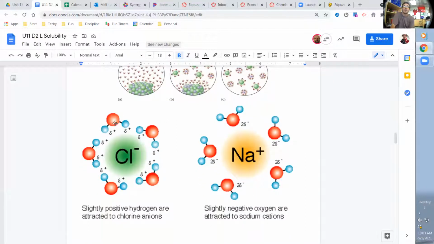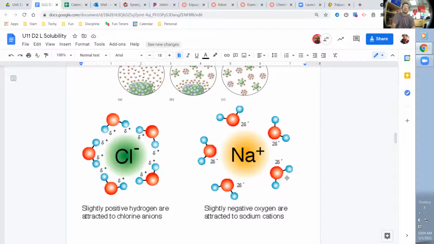These are water molecules surrounding the chloride ion, and the positive side of the polar water molecule is attracted to the negative chloride ion, while the negative side of the polar water molecule is attracted to the positive sodium ion. So you can read below that slightly positive hydrogens are attracted to the chlorine anions, slightly negative oxygens are attracted to the sodium cations. Anions means negative ions, and cations means positive ions.